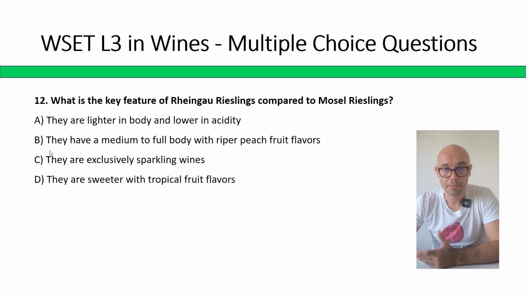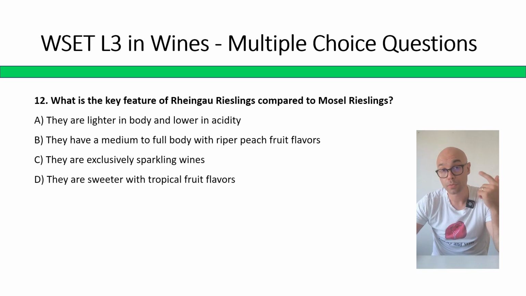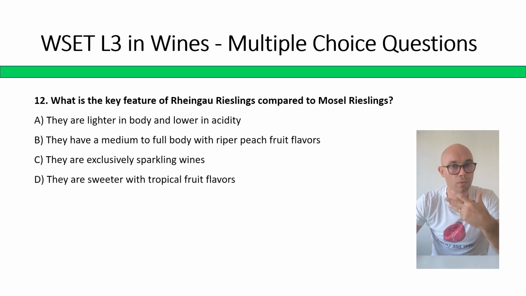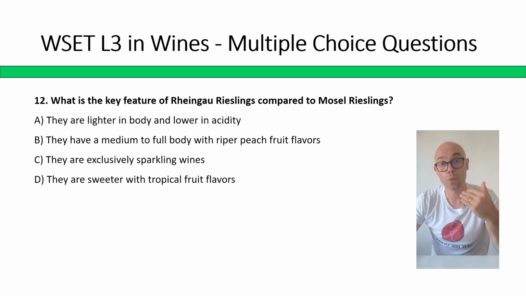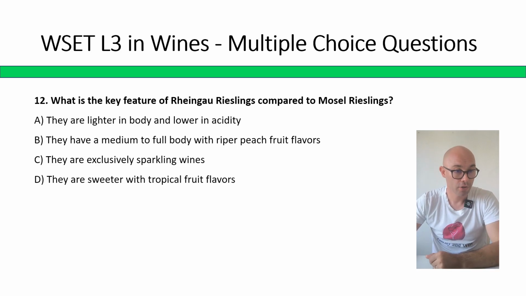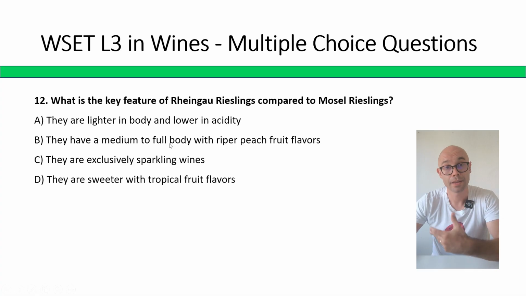Why is this the case? Because Rheingau is slightly warmer region than Mosel, and now we should be asking ourselves, so why is Rheingau warmer region than Mosel? What are the factors in the vineyard that are making Rheingau a warmer region in Germany? So the correct answer is B. They have a medium to full-bodied, riper fruit than Mosel.